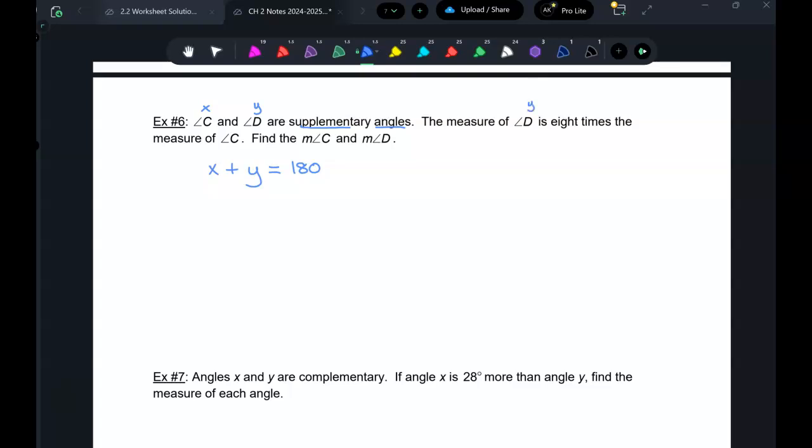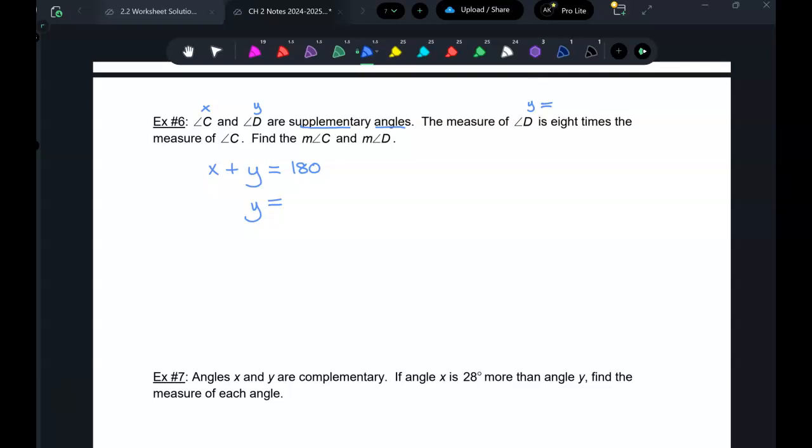Is. What do we do when we see the word "is"? What math symbol? When we write a math sentence and I see the word "is," we put an equal sign. No, you're saying "is equal." Okay, so, well, no.